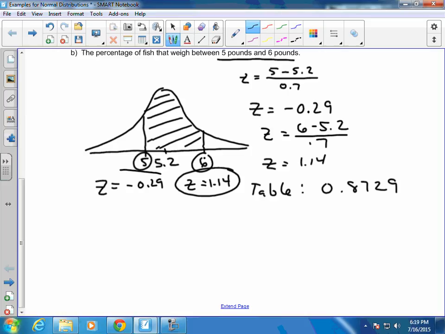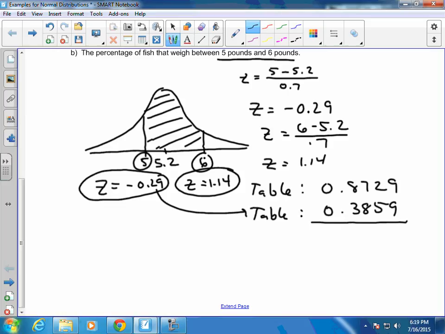Then we're going to take the z-score on the left, and we're also going to look up that area from the table. I'm getting 0.3859, and believe it or not, it's easier to misread a number on that table than you think. Those numbers are pretty small, very easy to let your eyes jump from one row or column to the next.